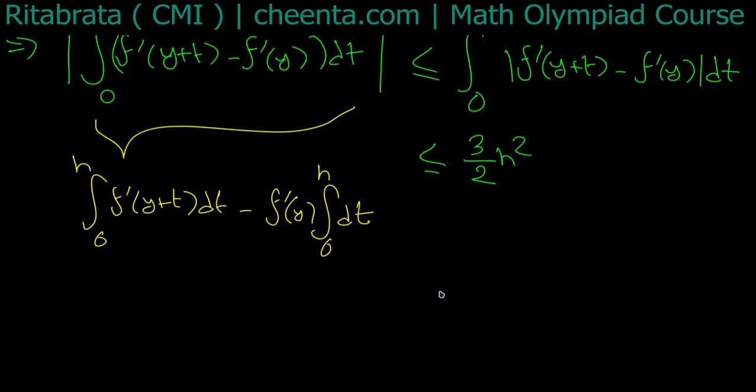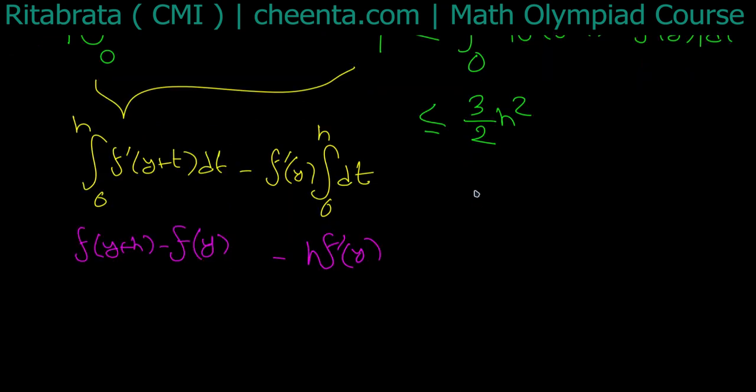Because I have fixed y and varied over x, so that h is varied, f dash y doesn't depend on h, so it behaves like a constant in the second case. This quantity is just f of y plus h minus f of y plus 0. So f of y plus h minus f of y. And this is h times f dash y.